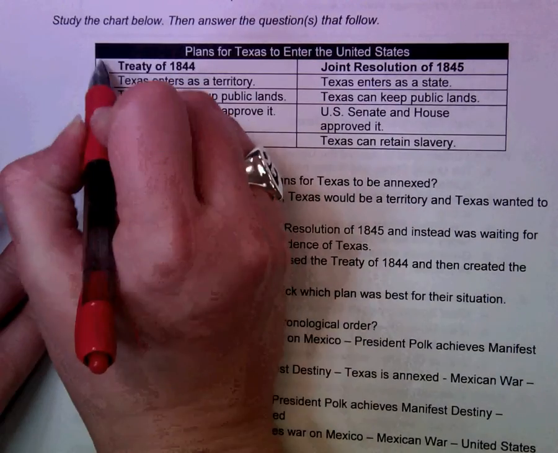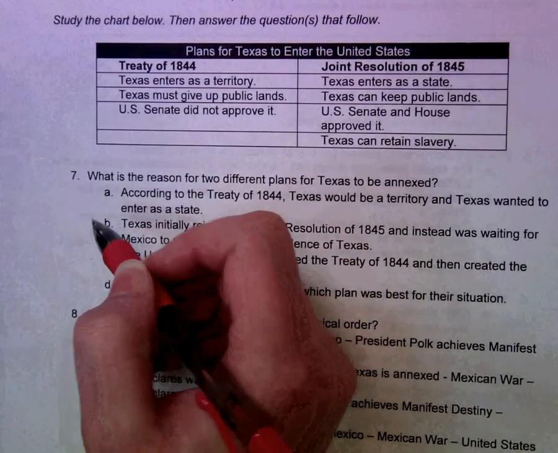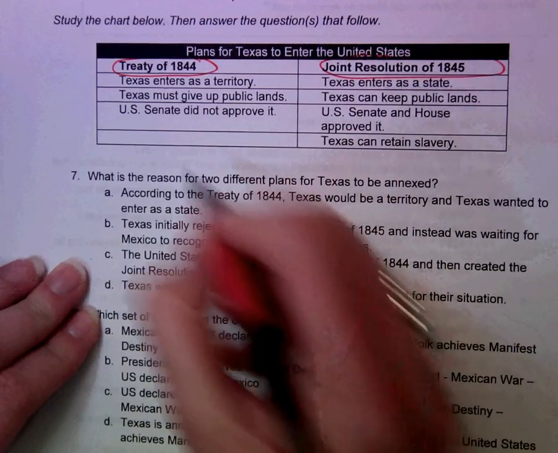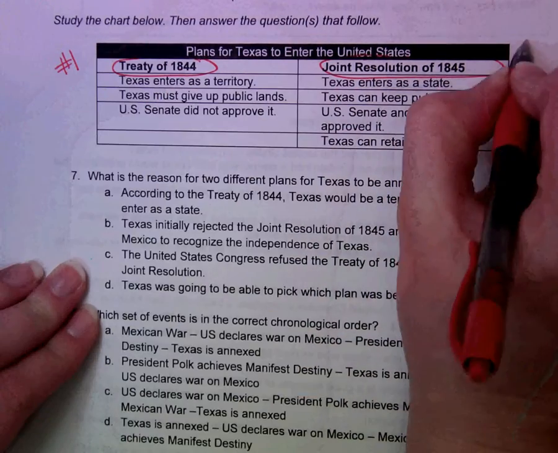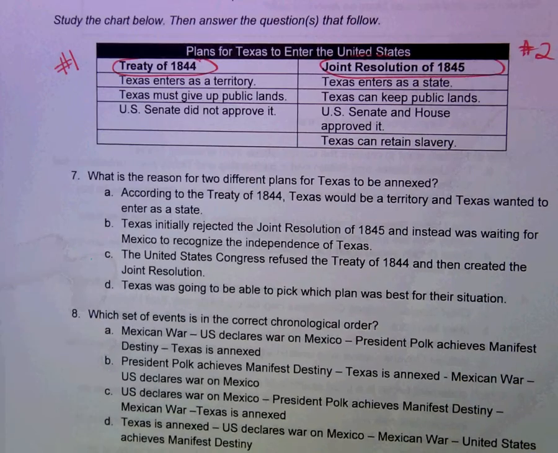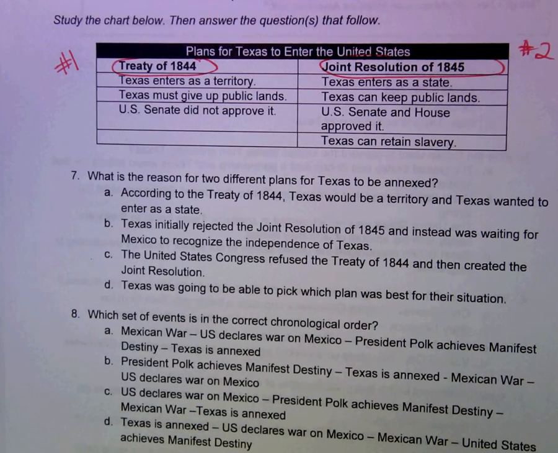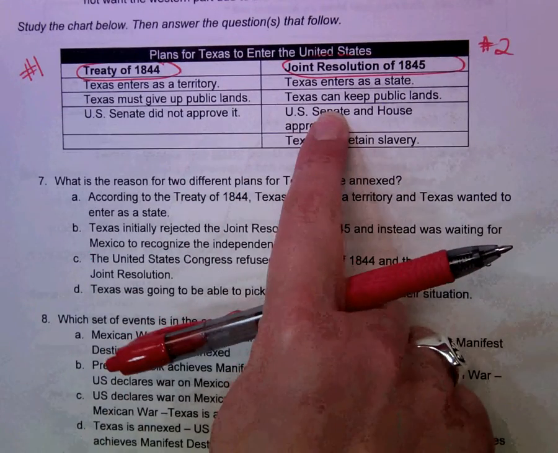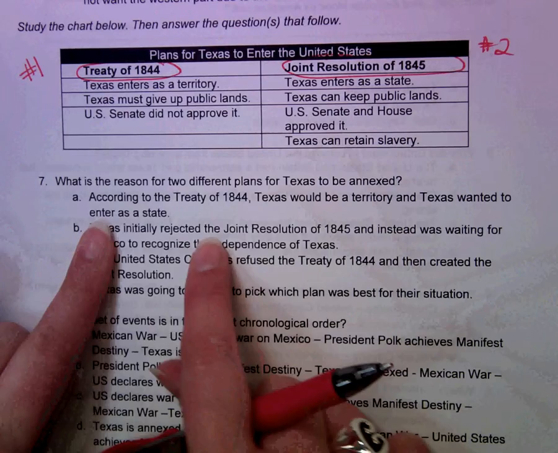You're using this chart to help answer question 7. You have the Treaty of 1844 and the Joint Resolution of 1845. This is Plan 1. This is Plan 2. What is the reason for two different plans for Texas to be annexed? So we're looking at why we have both of these right here. So let's look at our answer choices.